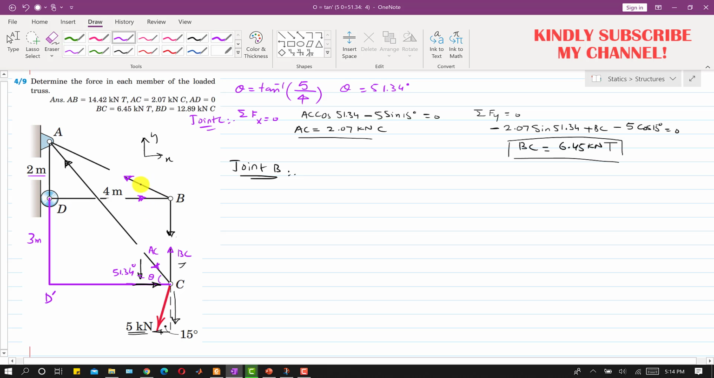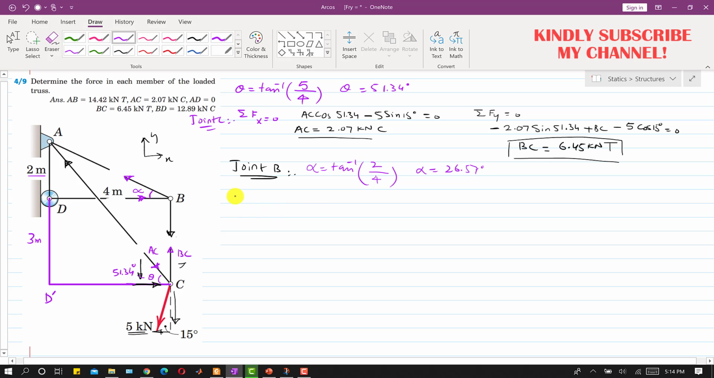So now again to solve this joint B, we need to have this theta, right? So again we can find this theta. Let's say this angle is alpha, right? So we can find this angle alpha by using this small triangle, this ABD triangle. So then again if we apply tan theta, alpha will be equal to tan inverse of the perpendicular, which is 2 divided by 4. So this alpha angle comes out to be 26.57 degrees, right?